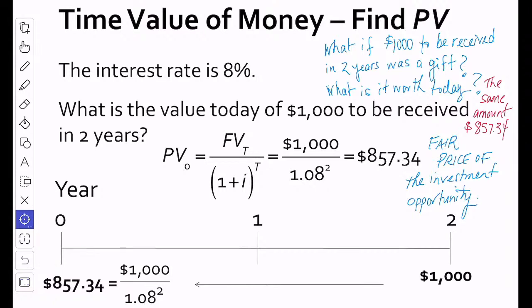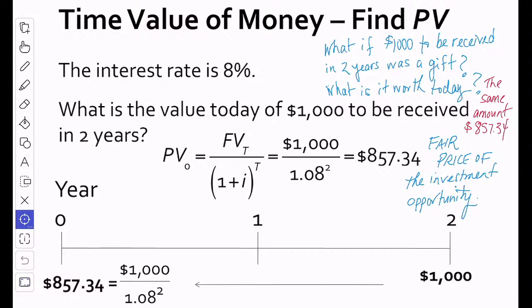The interpretation would be that because I know I'm getting $1,000 in 2 years, I could borrow against it, and this is the amount that I could borrow. Why? Because this amount is going to accumulate interest, so that I have to pay $1,000. The $1,000 debt in 2 years will be paid with the $1,000 gift.